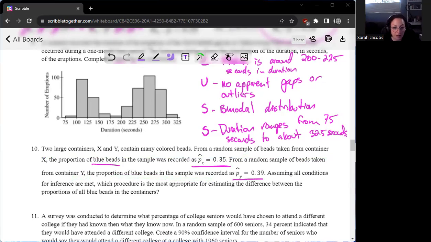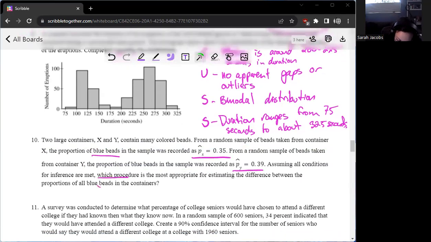Assuming all conditions for inference are met, which procedure, so that's what they're asking here, is the most appropriate for estimating the difference between the proportions of all blue beads in the containers? So this is 2 sample because we have 2 samples. It actually states a random sample and a random sample. We have 2 separate samples. So this is a 2 sample, or if you want to think about it as a 2 prop.